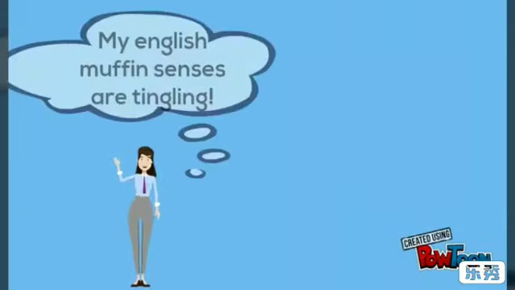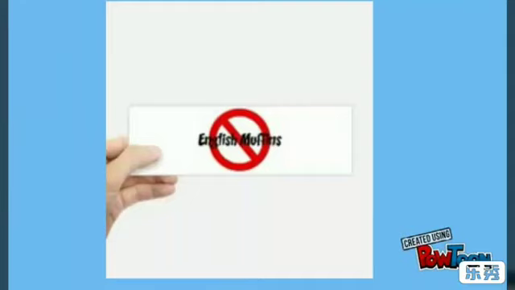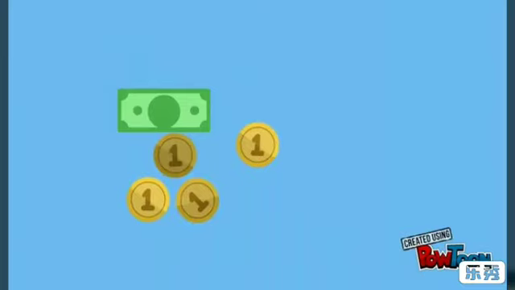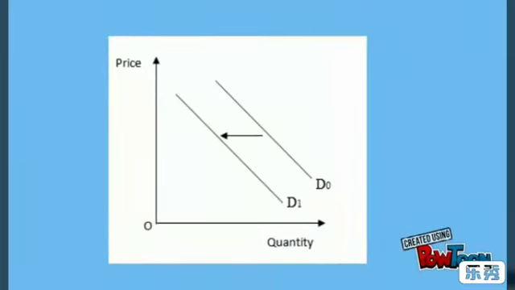If I think that English muffins are going to go on sale next week, then I'm not going to buy them this week because I think the price will be cheaper soon. This causes a demand curve to shift to the left.